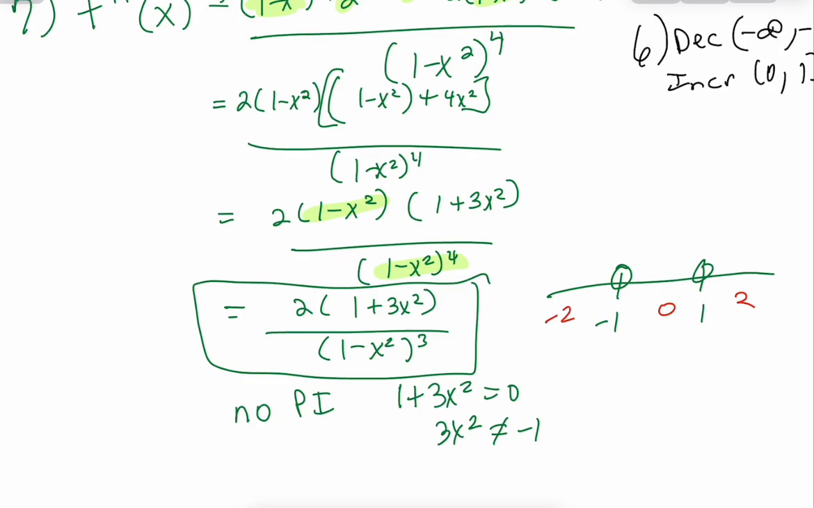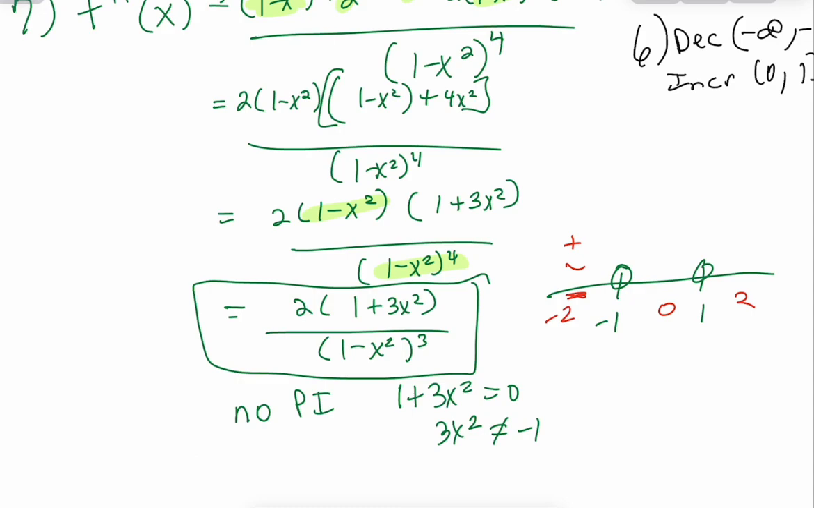Okay, so -2. If you plug -2 into this, okay? So we're going to plug -2 into this. You're going to get a positive on the top. You're going to get a negative cubed on the bottom. A positive divided by a negative, that's a negative. Okay, so that's concave down.